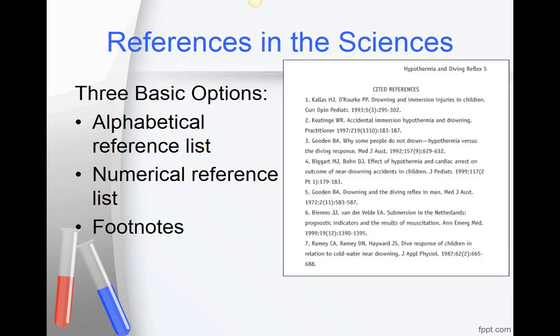Here's an example of a CSE reference list. As you can see, it begins with the author, and then the title, and then goes on to include the year and information about the publication. Now, you'll notice that what sets references in the sciences apart is they're numerical, or they're in the order that they were included in your paper, and they're numbered. And we'll get to how that looks in the in-text citations in a moment.